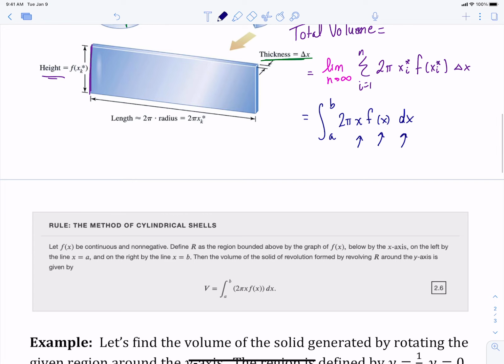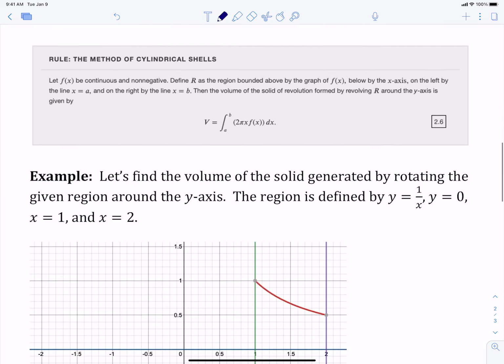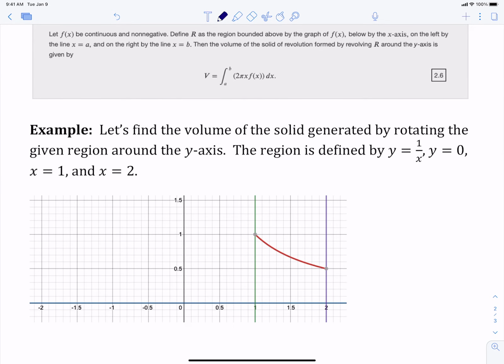And so here's our little summary box from our textbook that using this method of cylindrical shells, we get 2 pi times x times f of x. So what's going to be nice about this is that we don't have to square that function. So we may end up with some slightly easier integrals because of this. So let's take a quick look at a volume that we're going to rotate around the y-axis and that will be useful to use with cylindrical shells.